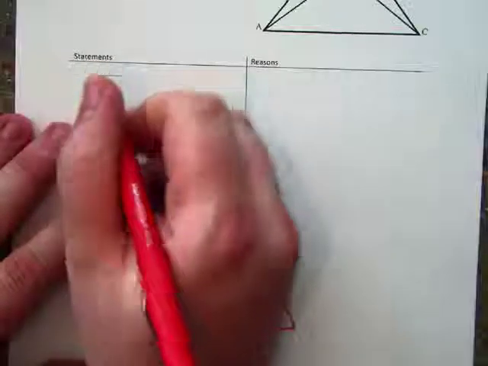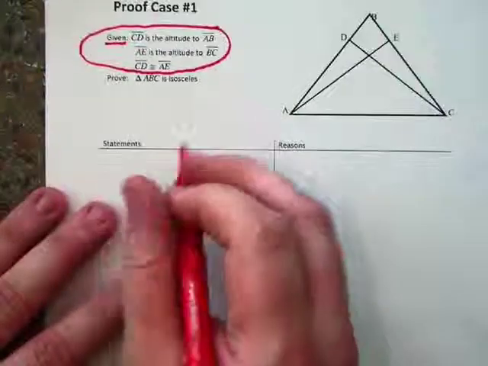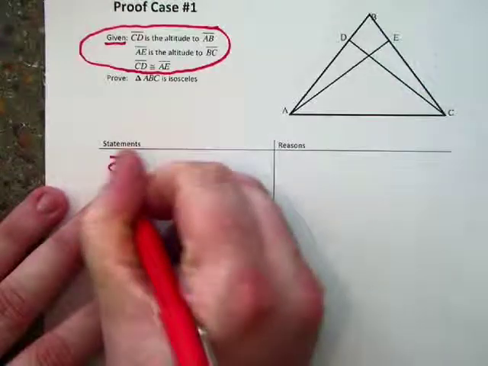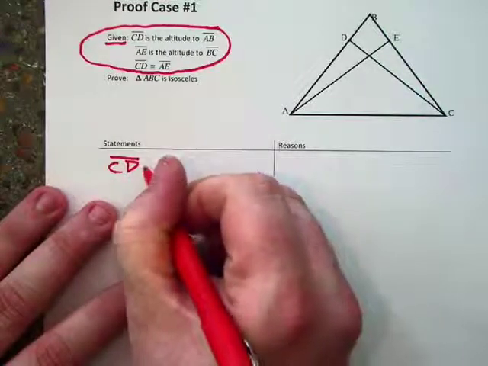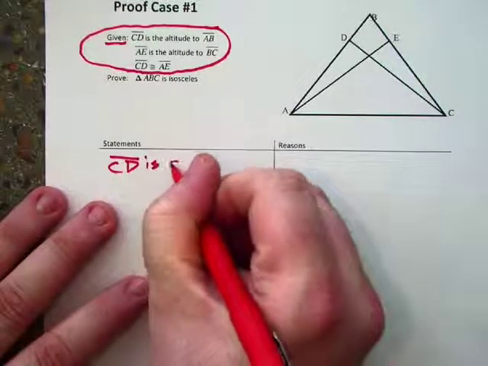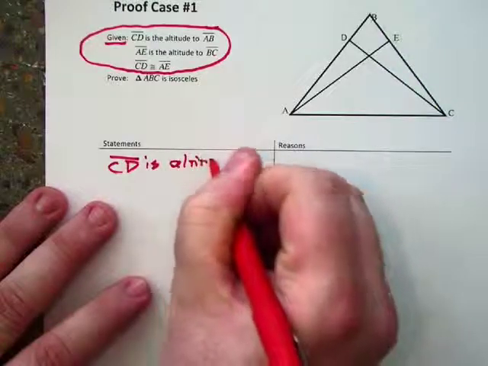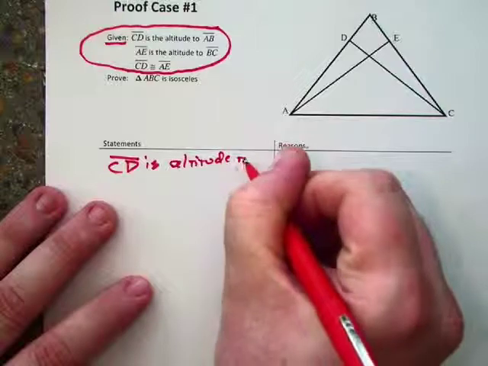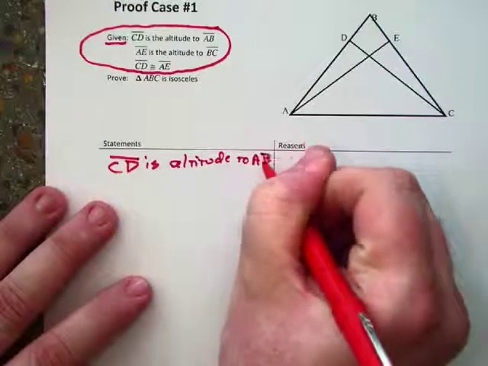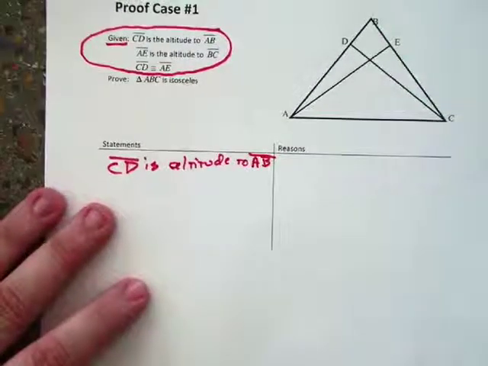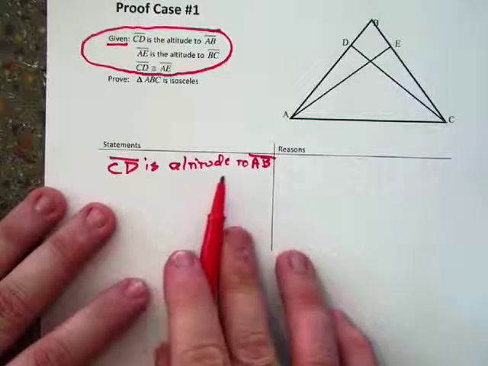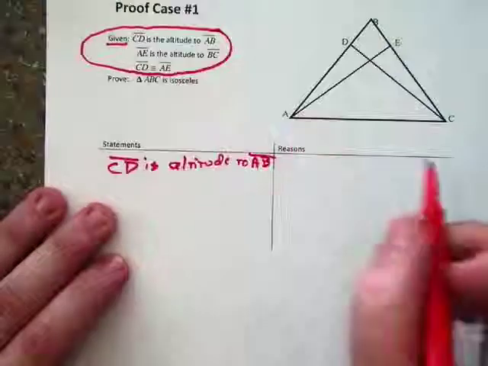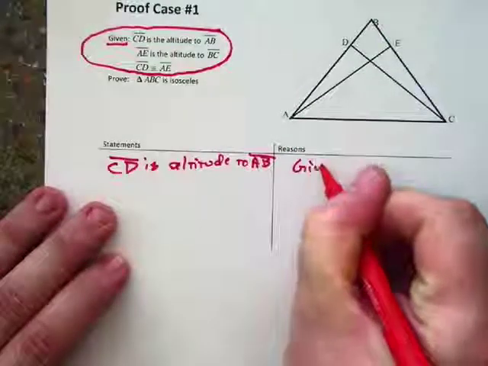So with that in mind, we're going to say, all right, our first statement is that line CD is the altitude to line AB. Okay, now how do we know CD is the altitude to line AB? Well, it's right there. We're not assuming anything, it's given.